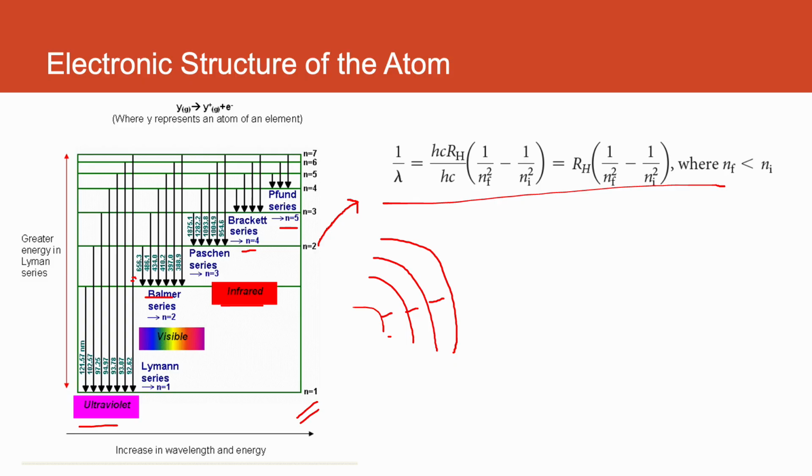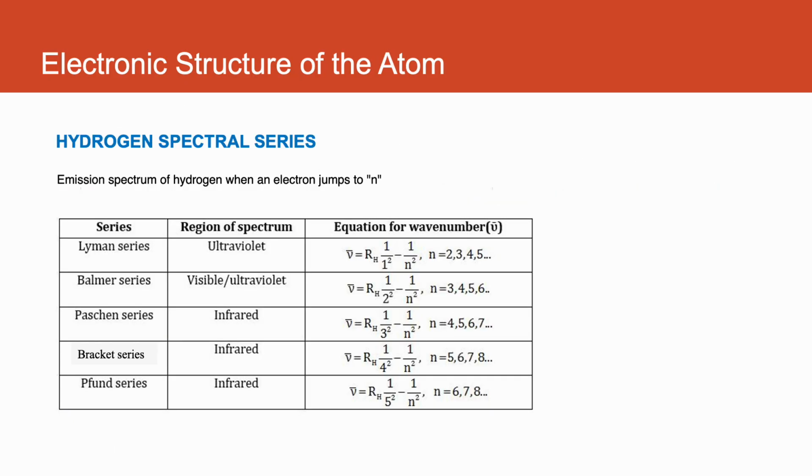Okay, more on that, you have your hydrogen spectral series. The emission spectrum of hydrogen when an electron jumps to an n: you have your Lyman, Balmer, Paschen, Brackett, and Pfund. You should memorize their specific regions on this spectrum. You have ultraviolet, then visible to ultraviolet region, infrared, and infrared for Pfund. So Lyman, Balmer, Paschen, Brackett, and Pfund.